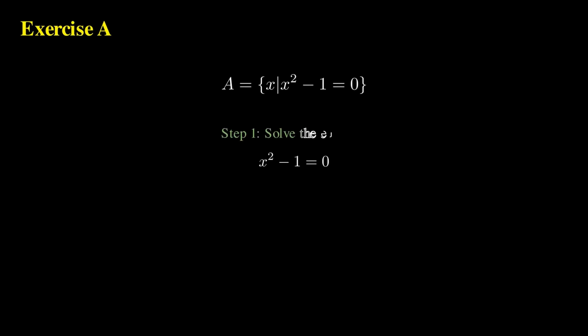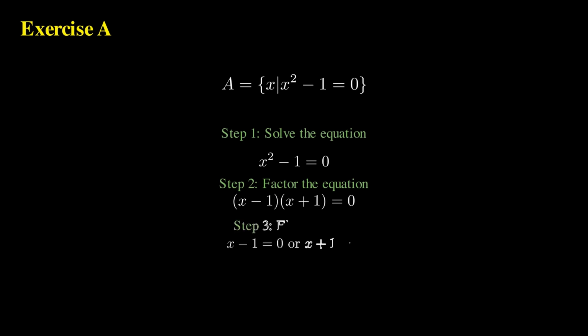First, we have x squared minus 1 equals 0. Now, here's where most students make their first mistake. They try to guess the answers instead of factoring systematically. Watch this. X squared minus 1 can be factored as x minus 1 times x plus 1 equals 0. This is a difference of squares pattern. Memorize this using the zero product property.